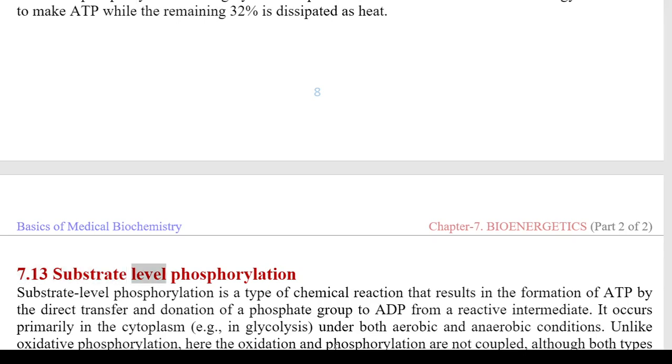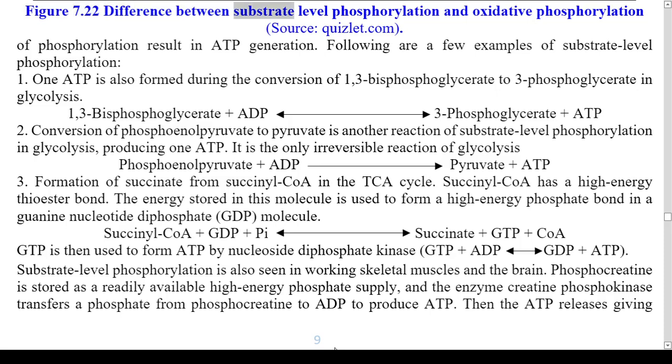7.13 Substrate level phosphorylation. Substrate level phosphorylation is a type of chemical reaction that results in the formation of ATP by the direct transfer and donation of a phosphate group to ADP from a reactive intermediate. It occurs primarily in the cytoplasm, for example in glycolysis, under both aerobic and anaerobic conditions. Unlike oxidative phosphorylation, here the oxidation and phosphorylation are not coupled, although both types of phosphorylation result in ATP generation. Figure 7.22 Difference between substrate level phosphorylation and oxidative phosphorylation. Source: Quizlet.com.